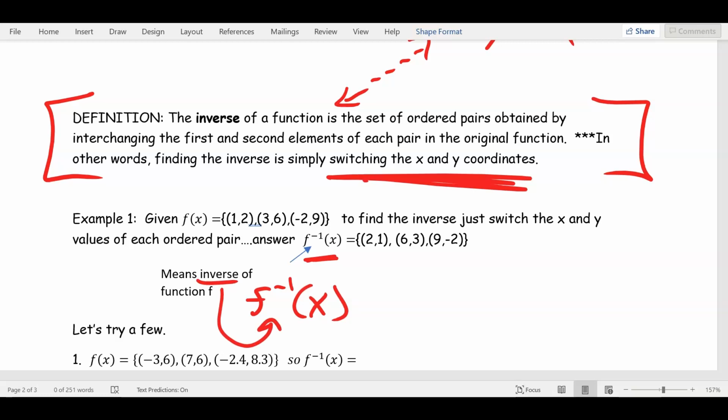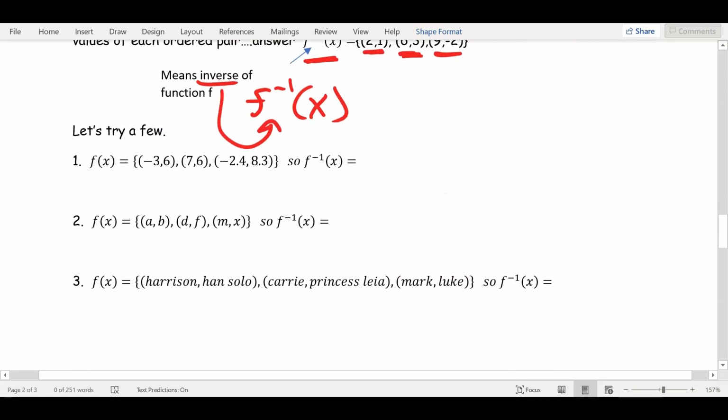If I ask you for F to the -1 power, or F inverse X, all you've got to do is take the order and switch it. So instead of (1, 2), it's going to become (2, 1). All I did was switch them. The sign stays the same. Okay? (3, 6) becomes (6, 3). (-2, 9) becomes (9, -2). Do you see that all we're doing is switching the order? Cool. Let's try a few here.